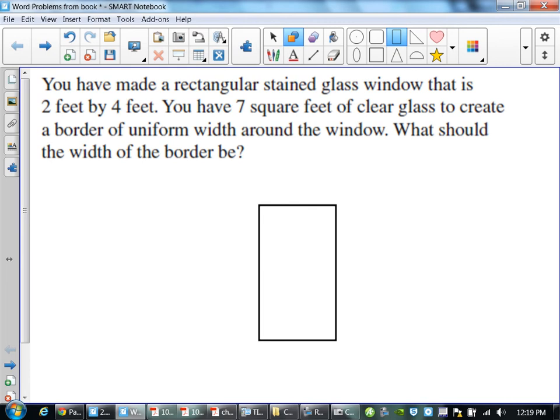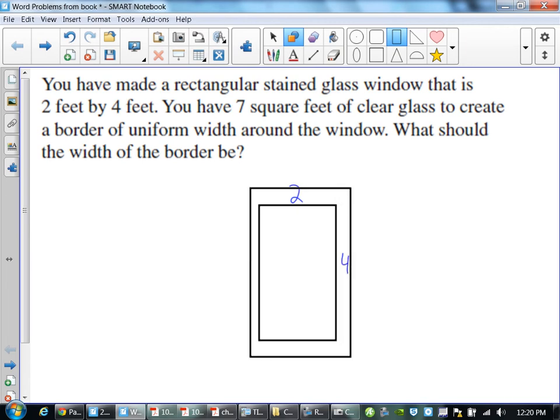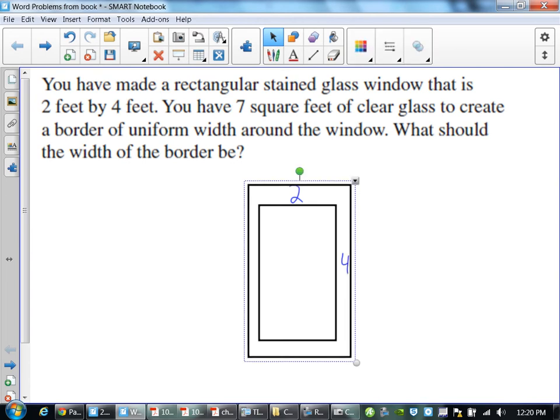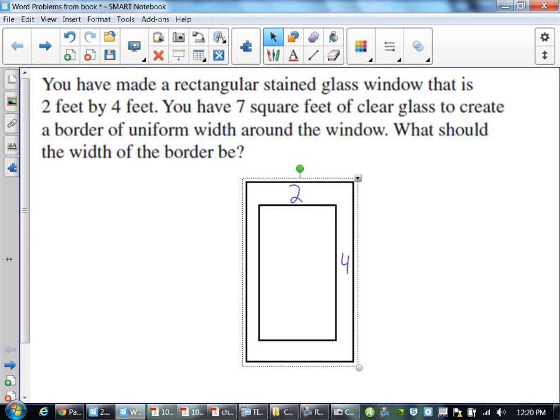I know the dimensions of said rectangle. 2 feet by 4 feet. I also know that I'm going to have 7 square feet of clear glass to create a border of uniform width around the window, which means I need to put a border around the window. Sorry, it's not as clean as I wanted it. Okay, it's close enough.